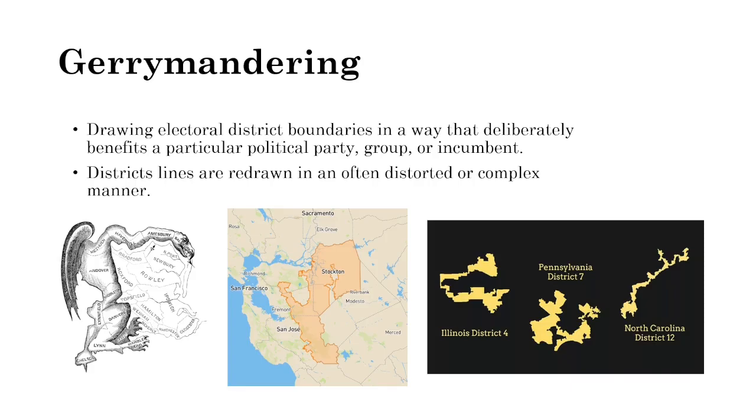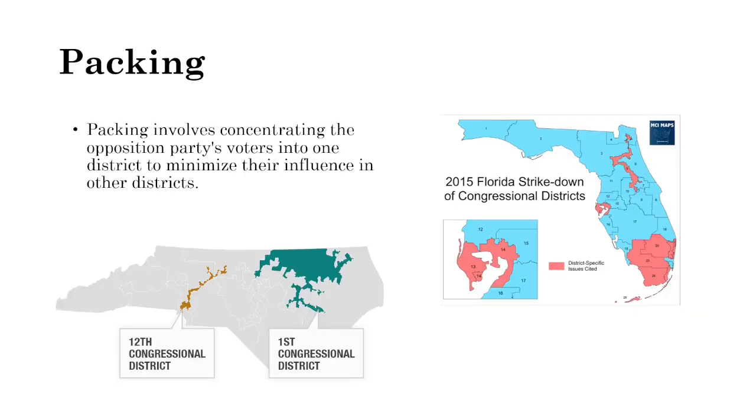That's gerrymandering. One type of gerrymandering is called packing, and that's where you pack the opposing party together into one district to minimize their influence in other districts. We can see this in the 12th Congressional District of North Carolina, as well as the 5th Congressional District in Florida here, where they packed a bunch of Republicans together to minimize their influence in other voting districts to maximize Democratic influence in Florida.